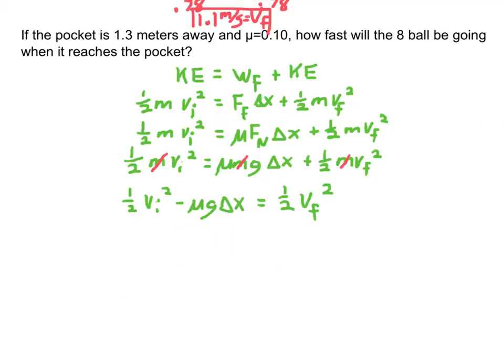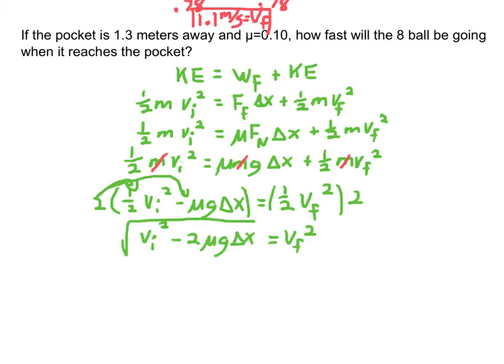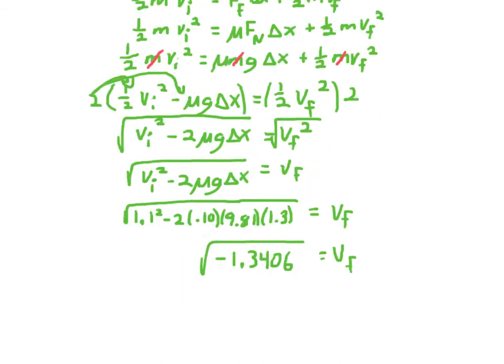Solving this around in letters, I'm going to subtract mu g delta x over to the other side, multiply both sides by 2, and then I'm going to purposefully go ahead and distribute that. And of course, finally, square root both sides. And as you can see, when you plug in the numbers there, you're actually going to come out with a negative number underneath the square root, an imaginary number.